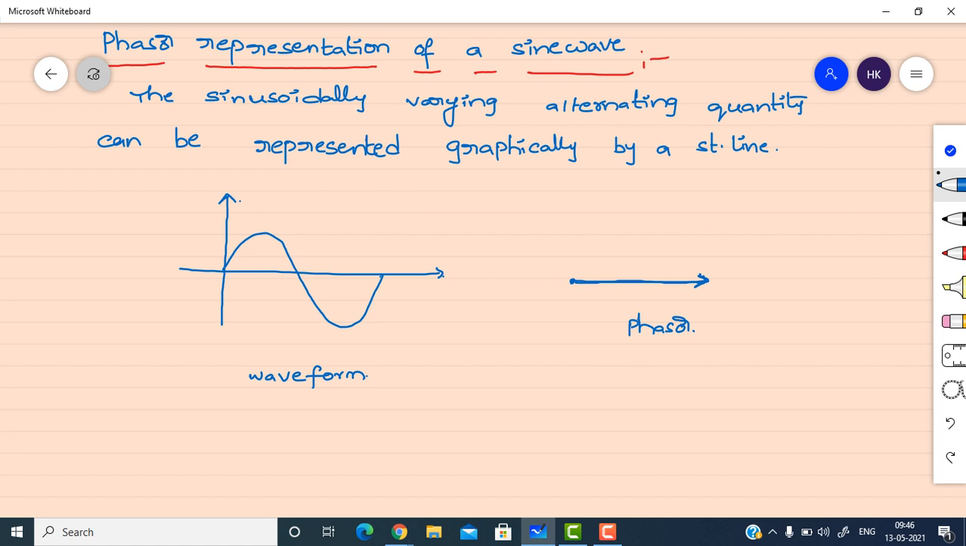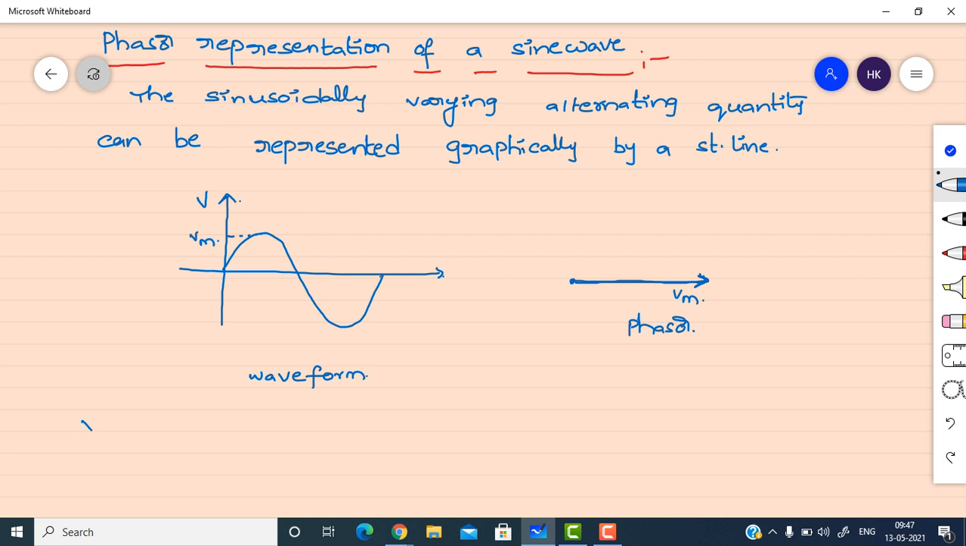And the length of this arrow indicates the value of this. Suppose this waveform is a voltage waveform and this is Vm. So the length of the arrow indicates that Vm value. This phasor representation is similar to your vector representation. And this line is called the phasor.